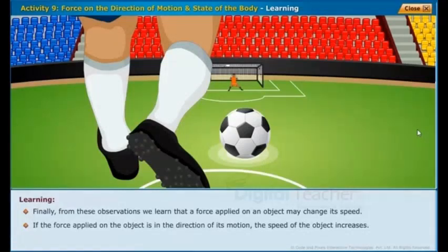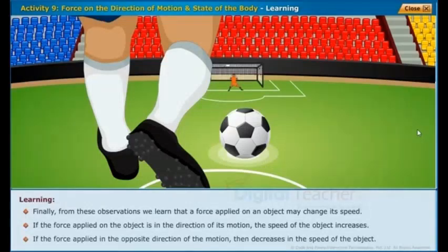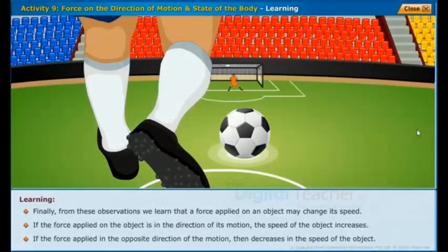If the force applied on the object is in the direction of its motion, the speed of the object increases. If the force is applied in the opposite direction of the motion, then the speed of the object decreases.